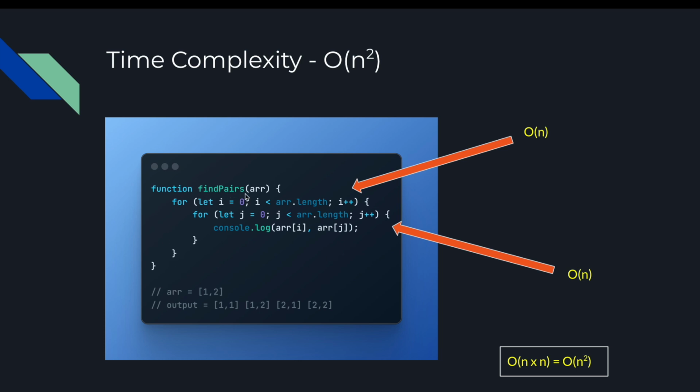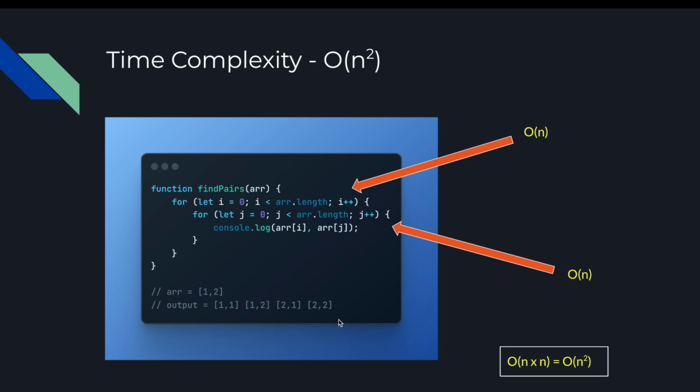This function basically takes an array and then returns all the possible pairs of that array. For example, this one is an array of two integers, 1 and 2. The output will be 1 1, 1 2, 2 1 and a pair of 2.